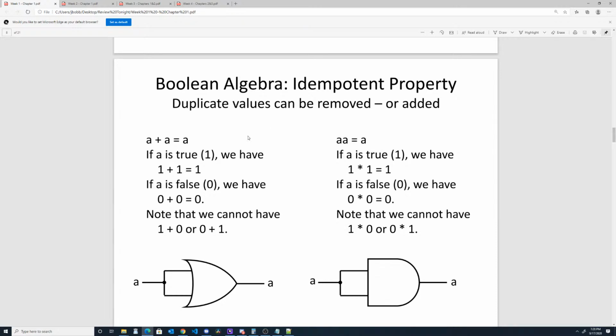So this property, interesting. So A or A is going to equal A. And if you OR something with itself, it's just itself. So you can remove these duplicate expressions here.